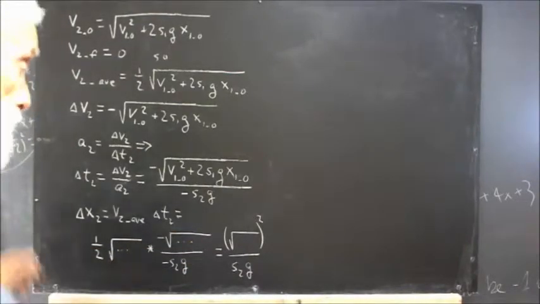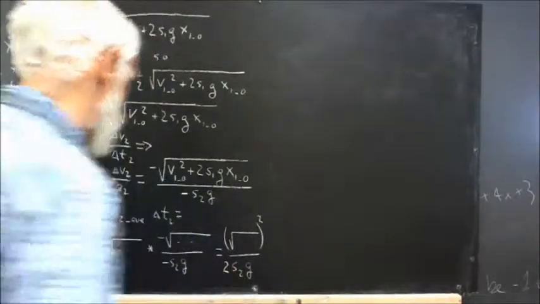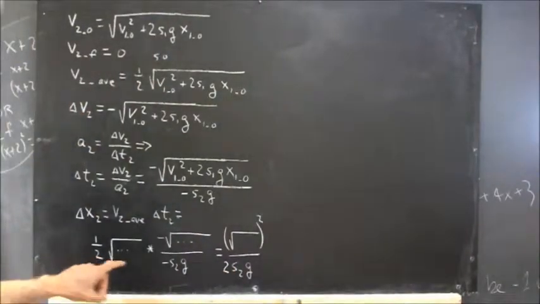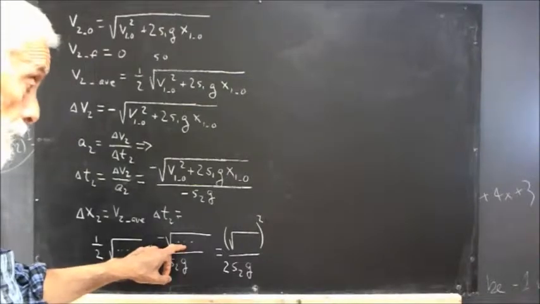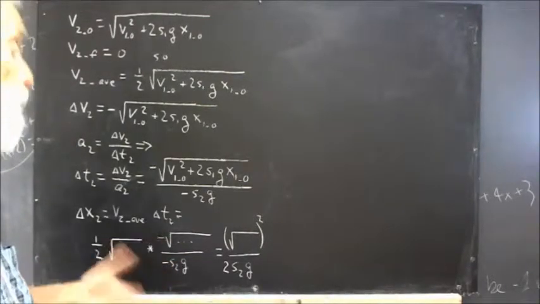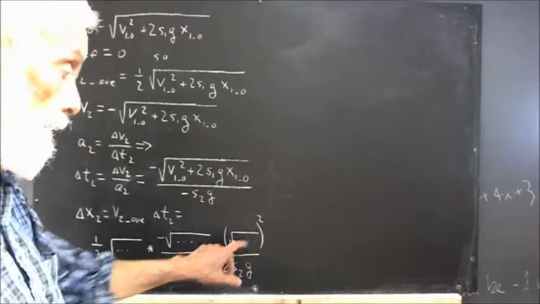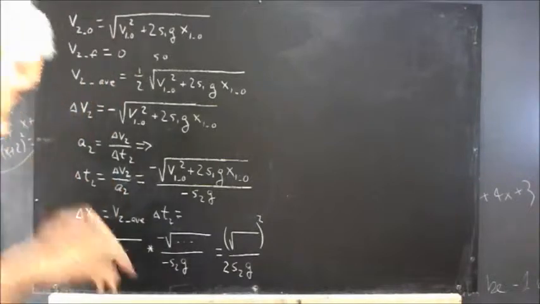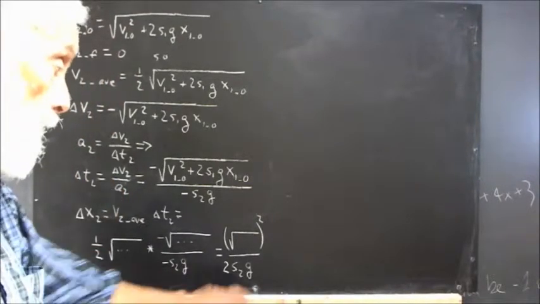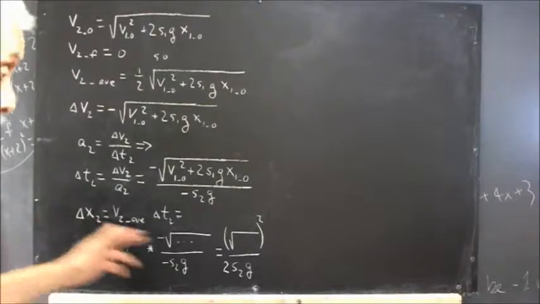Multiplying them together, I kind of left off something here, but okay, get it right. We have 1/2 the square root times the negative square root divided by negative s2g. Two negatives will give us a positive. Square root times the square root is the square of whatever's in the square root, and we end up with 2 s2g in the denominator. So I want you to pause for a second and write down your expression for delta x2.